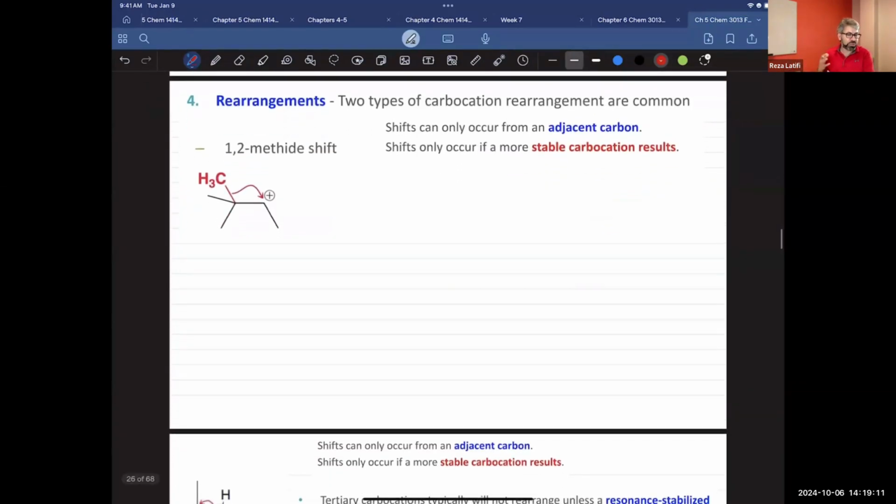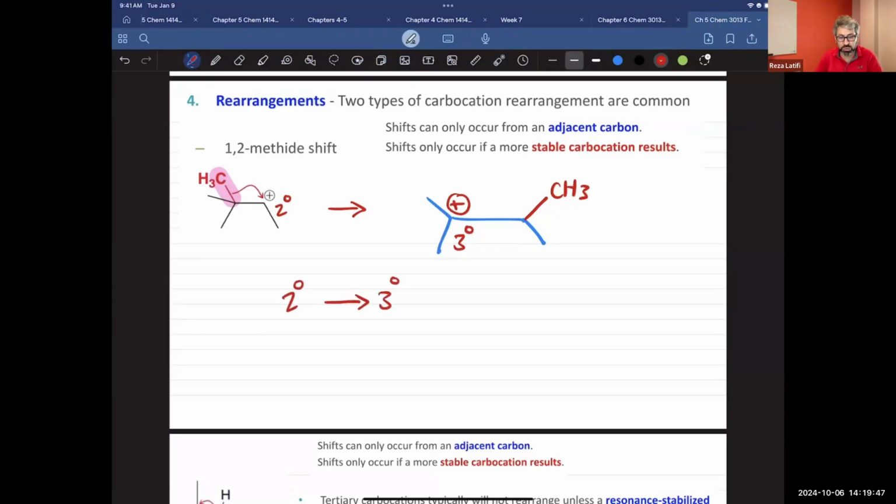Now what if it's methyl instead of hydrogen? Can I move that methyl group? Let's see. Here we have a secondary carbon cation. If I move this, I get such a thing. Put the CH3 here, so I moved it there. Now we have a positive charge there, and this is going to be a tertiary. Well, it used to be secondary. So from secondary carbon cation, we turn it to tertiary carbon cation. And because we moved a methyl group, we call it 1,2 methyl shift, and technically methide shift.